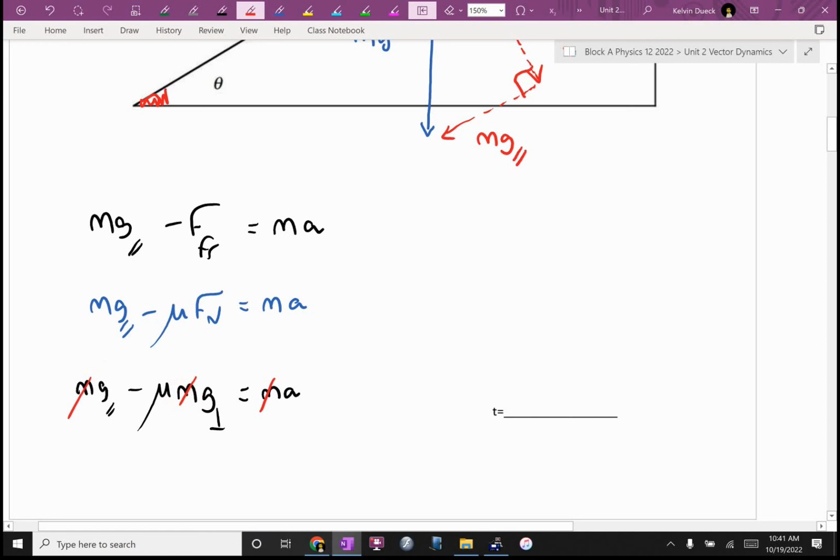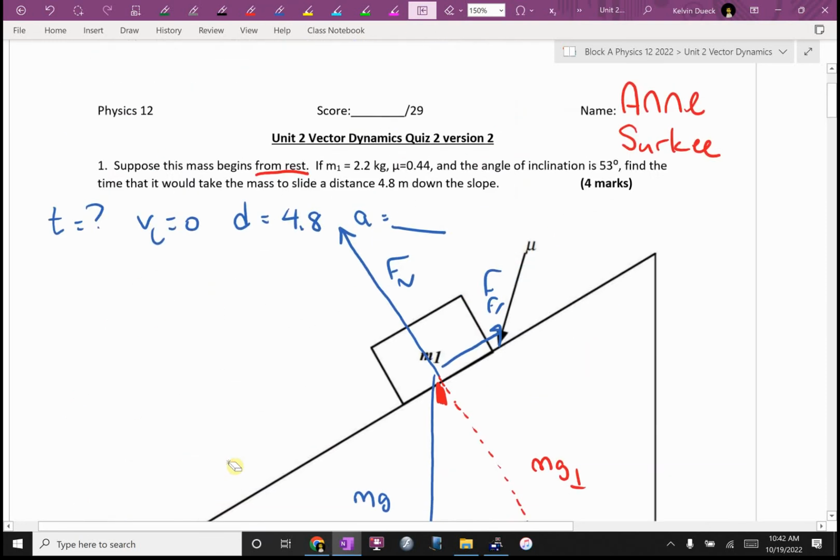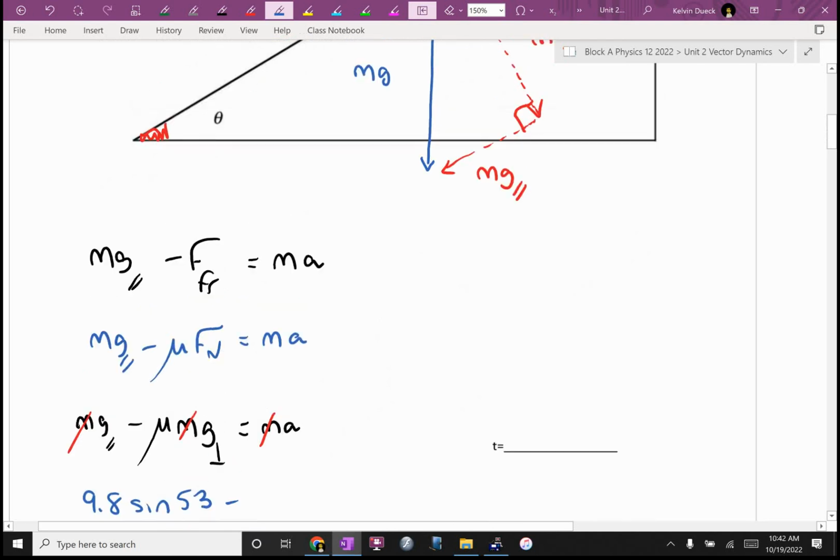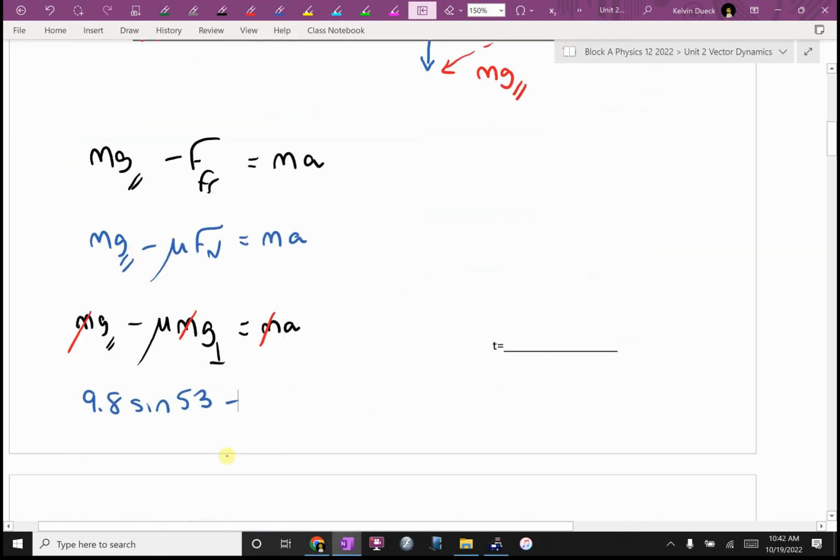Now I'm going to do the trig. It's going to be 9.8 sine whatever theta is minus, well, you know what? I'm plugging in the numbers. Let's do that. What was theta? 53? Sine 53 minus, what's mu? 0.44 times 9.8 cos 53. That equals the acceleration.